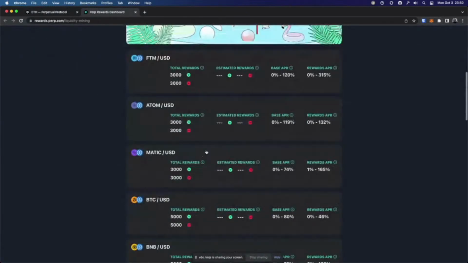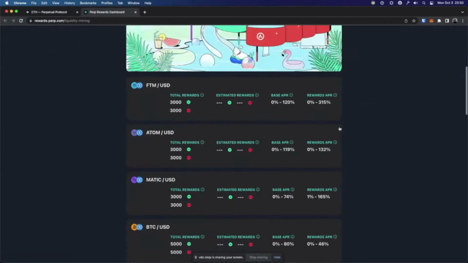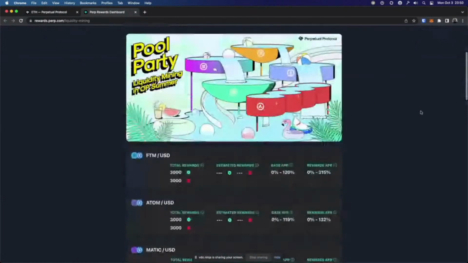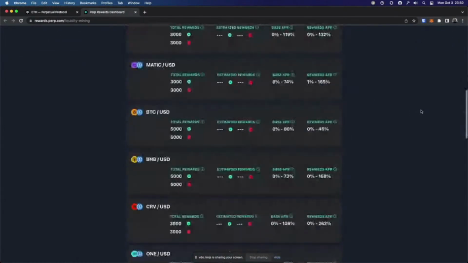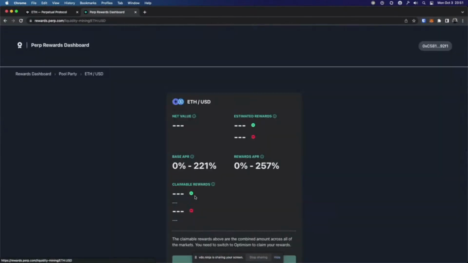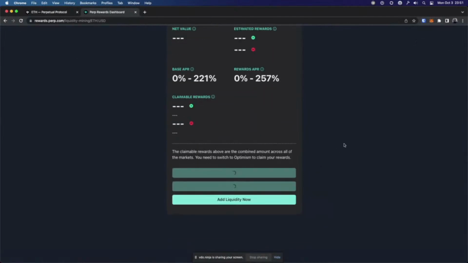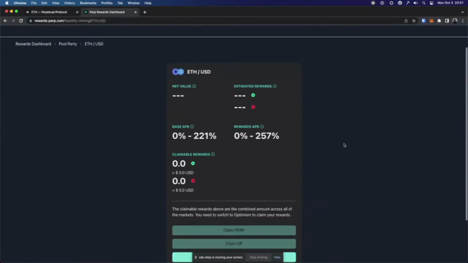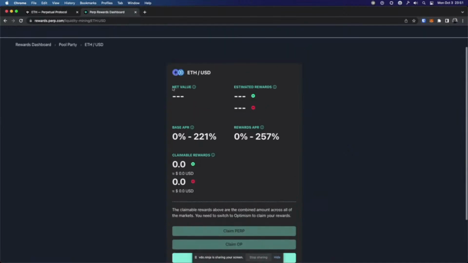And once it decides to load, and I may even have to connect my wallet here. Nope, it decided to connect there. All right, so when it decides to show my rewards, and again, this may not show until they seed it. Yeah, so they're not even showing anything yet.